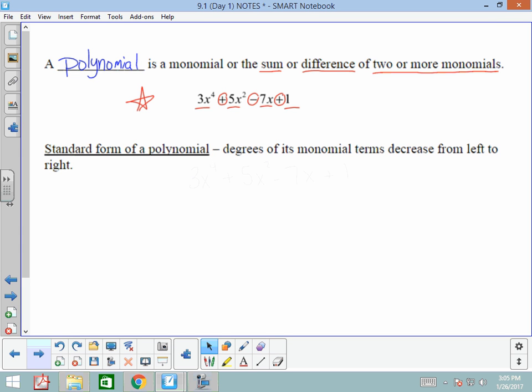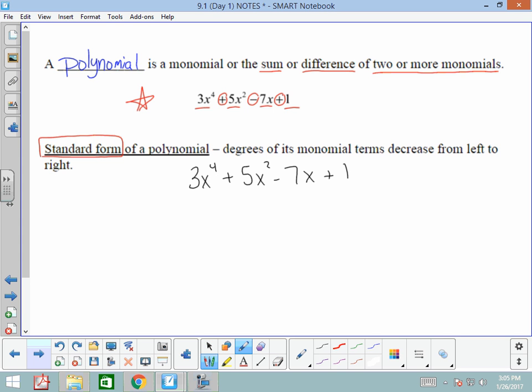Now, we're going to look at how to find the degree of the polynomial. First of all, you need to know that standard form means that the terms are in order of the degrees. So 3x to the 4th plus 5x squared minus 7x plus 1 is in order of the degrees. So let's see why. Well, the first one, the degree is 4. The second one, the degree is 2. The third one, negative 7x, has a degree of 1, and then 1 has a degree of 0. So it's in standard form.